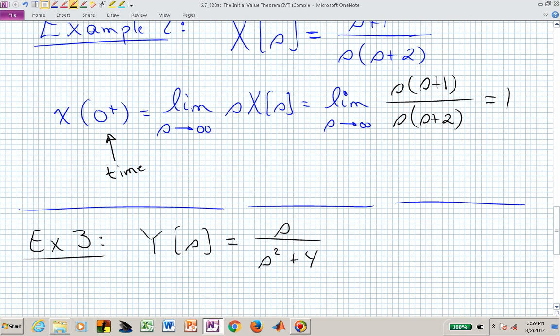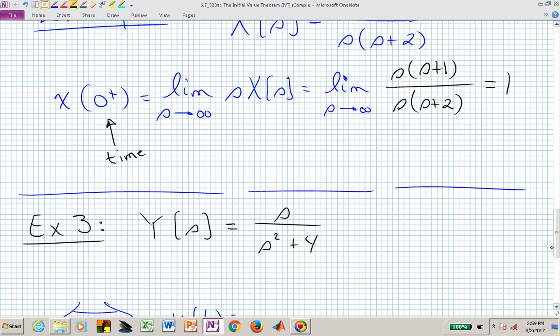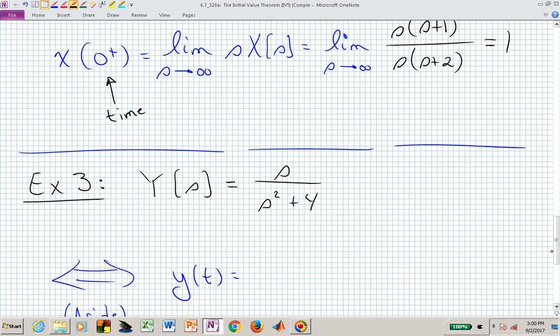Suppose now we have capital Y of s as a third example, equaling s over s squared plus 4. And now you should have alarm bells going off, saying, oh no, now we have an s squared plus 4, we have a quadratic, there's no linear coefficient, so my coefficients are not all positive, so I don't have poles in the left half plane. In fact, if you look at this, you should see by inspection that now you have poles at plus and minus j2. We have poles on the imaginary axis.